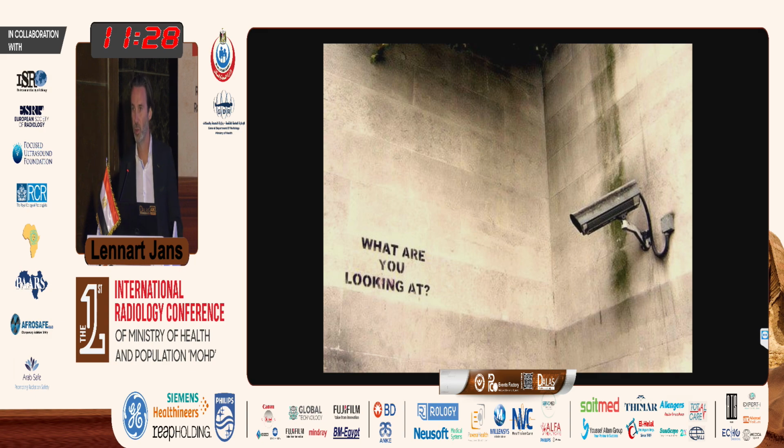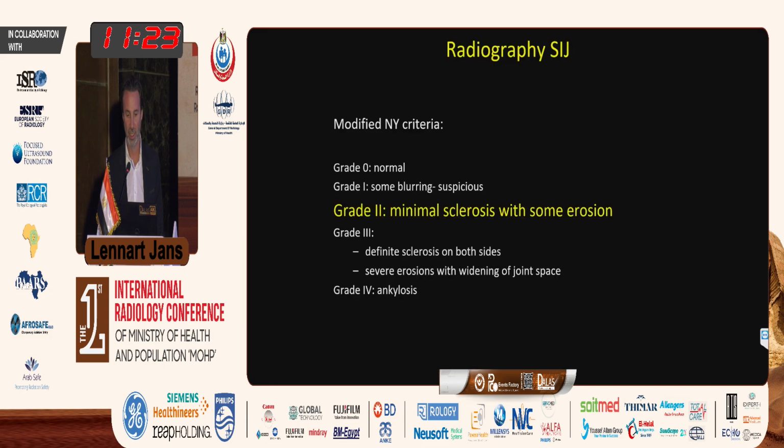So let's just go to clinical practice and have a look at what we can see when we do imaging. When we do radiographs, we have to keep in mind that the rheumatologist wants us to state whether it's a grade 2 sacroiliitis or not. So what does this mean? Grade 2 means erosion and sclerosis. So when you make a report, you have to make sure that you mention these two things. Is there sclerosis? Is there erosion?